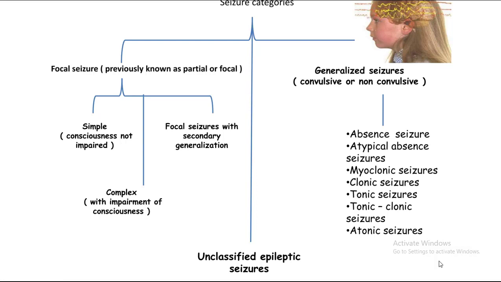The seizure categories: seizure is categorized into focal, unclassified, and generalized. Now, in each type there are sub-classifications. Generalized, whether convulsive or non-convulsive, تشمل الابسنس هي صفنة، هي usually non-convulsive، هي seizure generalized لكن non-convulsive ما بيها motor phenomena. Atypical absence, myoclonic seizure, clonic, tonic seizure, tonic clonic.